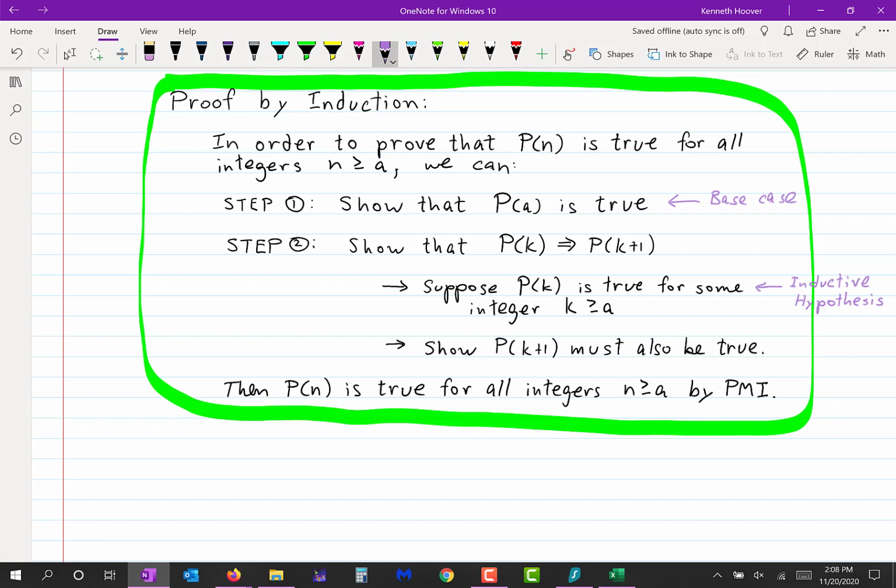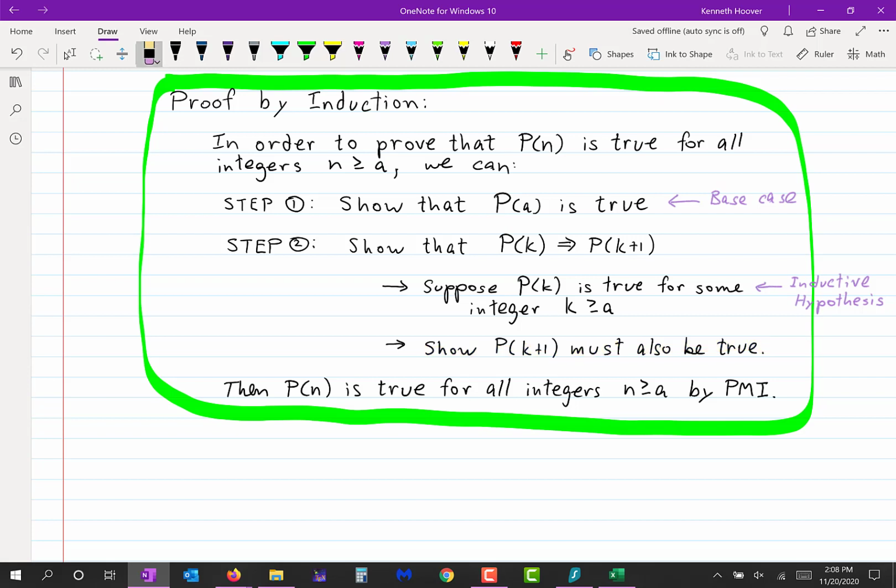The base case is usually very easy to prove. It doesn't have to be. There's no rule about that, but it almost always is very easy. The inductive hypothesis, there is no work whatsoever. It says, suppose. You're not actually proving anything. You're just assuming something. So there's no work whatsoever to do other than to just write the sentence down. All of the work happens here.